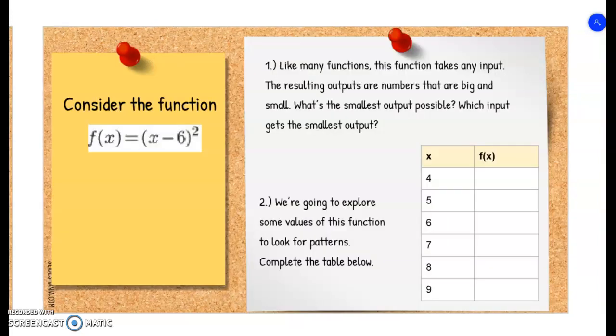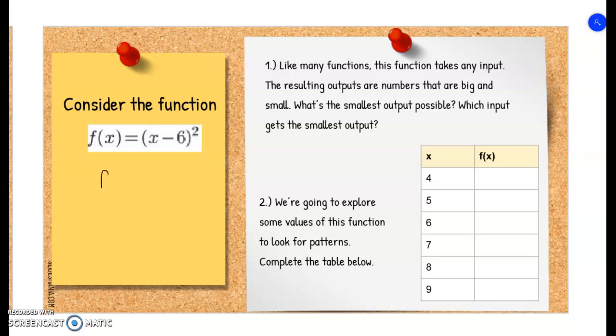Our first one says consider the function f of x equals (x minus 6) squared. Like many functions, this function takes any input, and the resulting output numbers are going to be super big or super small. What do you think the smallest output would be for this, and which input gets the smallest output? Let's see. We've got a table here that has some values, so we're going to take these values of x and plug them in.